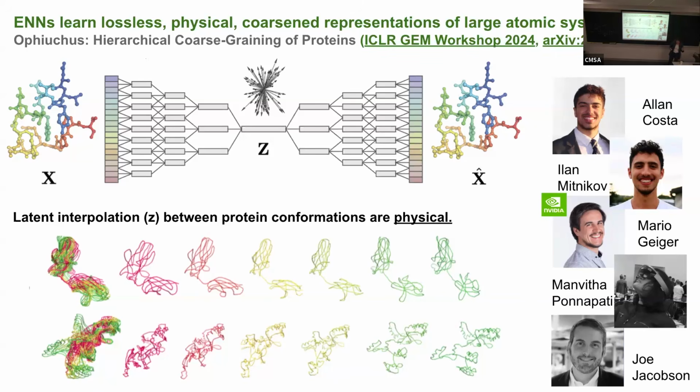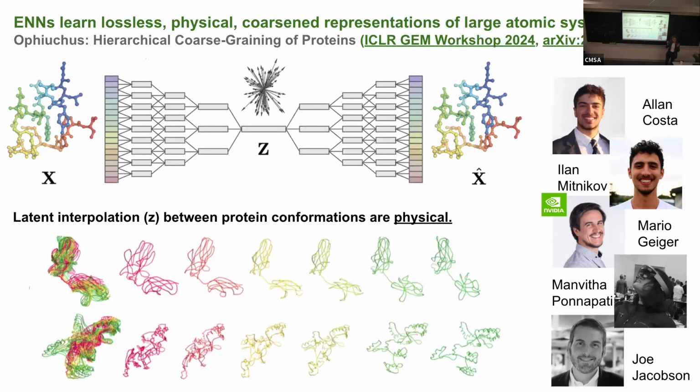The key thing is that if you were to just take this structure and linearly interpolate the coordinates, it would be a hot mess. It would not be physical. That is not what this distortion looks like. However, if you interpolate in the latent space, this is the distortion you get.